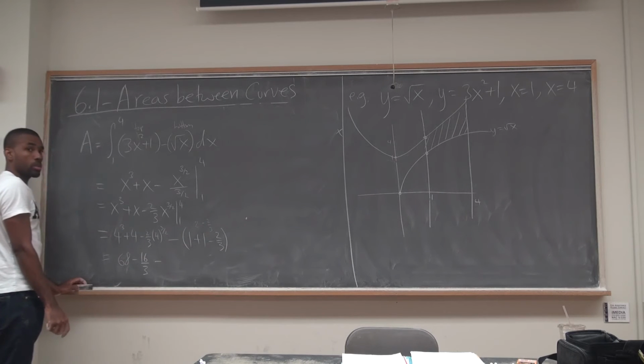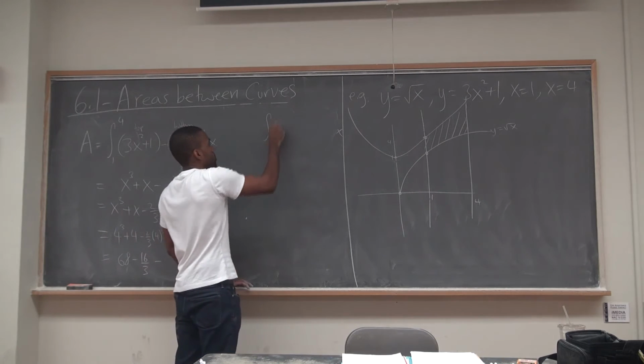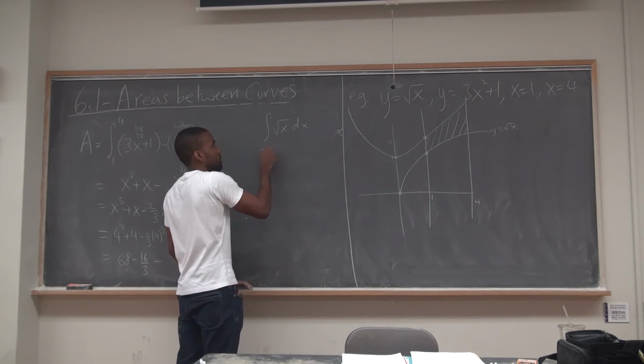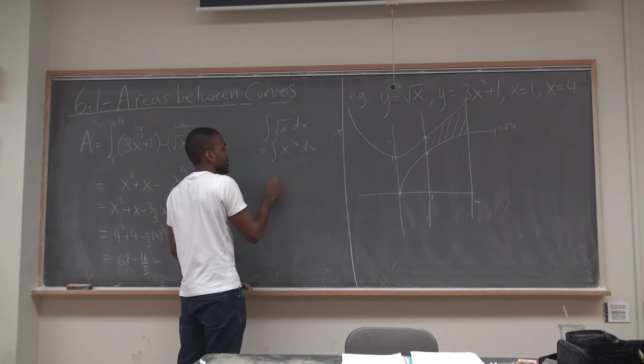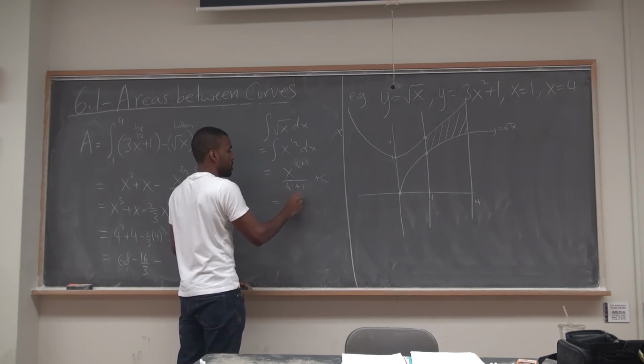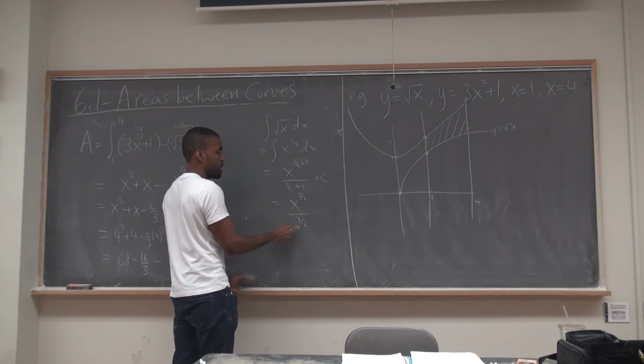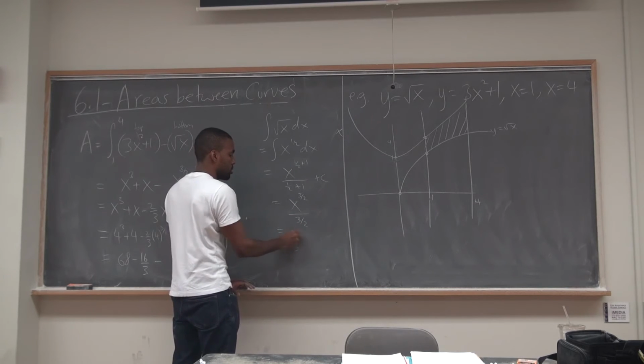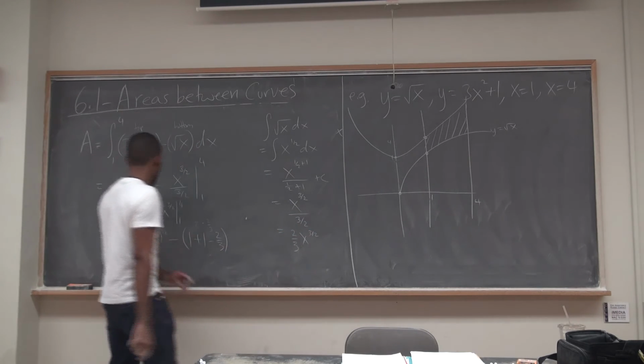Where did you get negative 2/3 x to the 3 over 2? Because if we have radical x dx, what rule do I apply? I write it as a power and do the power rule. So I'm going to add 1 to the power and divide by the new power. So 1/2 plus 1 is 3 over 2, over 3 over 2. And dividing by a fraction is the same as multiplying by the reciprocal. Okay, thank you.